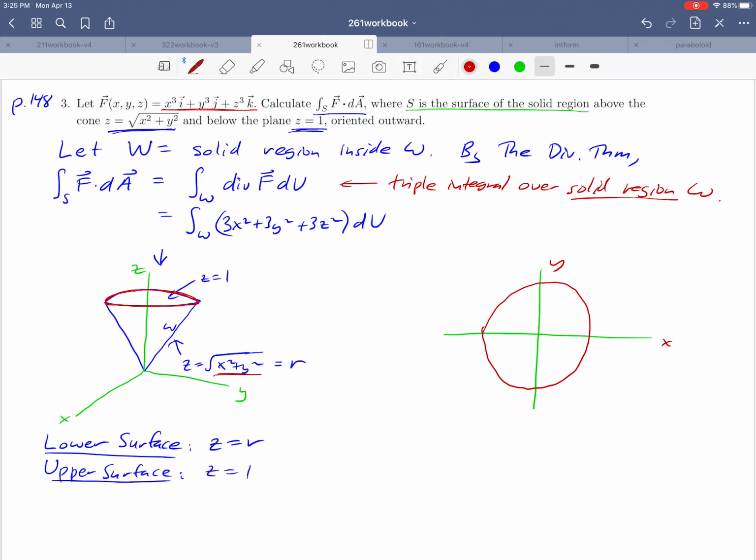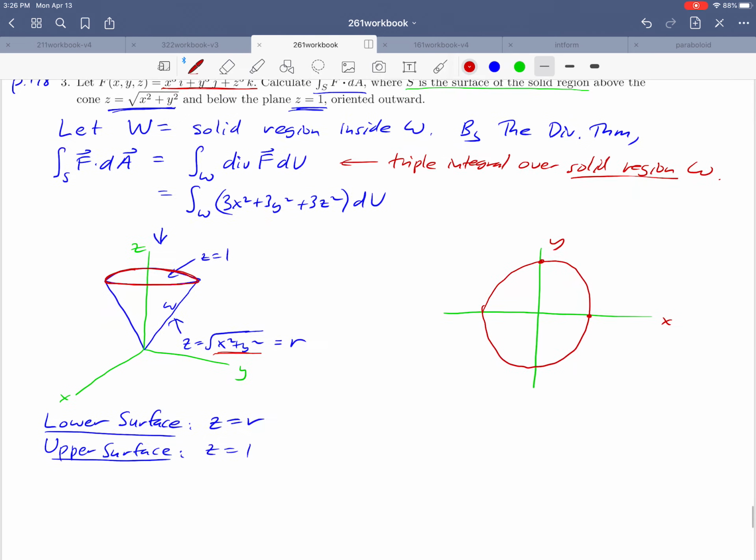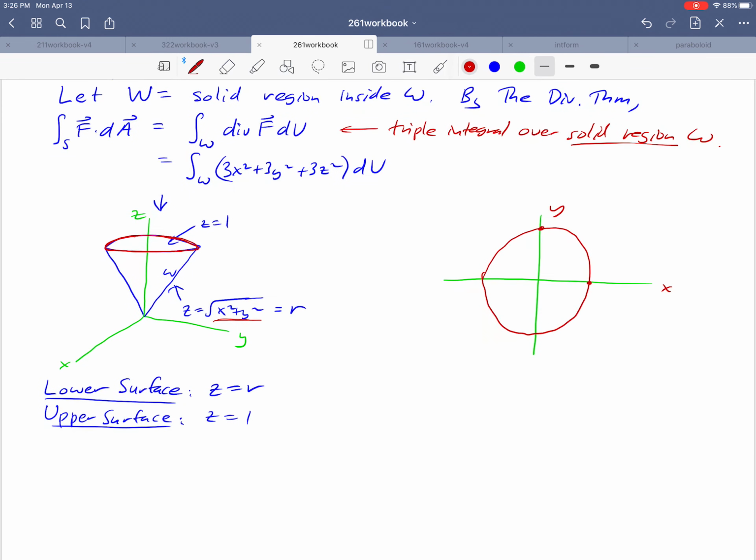Okay, but the question is, how big is that circle? In order to figure out the rest of our limits of integration, we need to know what the radius of that circle is. So here's where we can use the fact that we noticed that that circle is really the curve of intersection between these two surfaces. All right, so let's do a little side calculation down here.